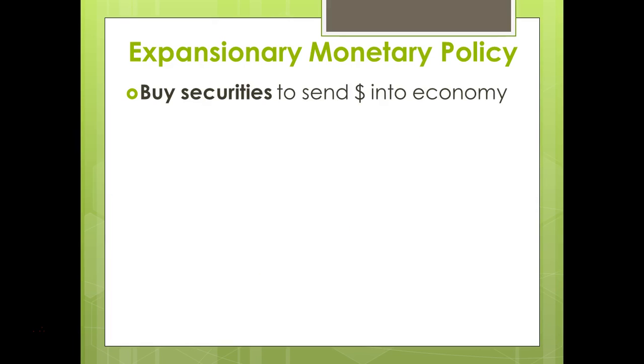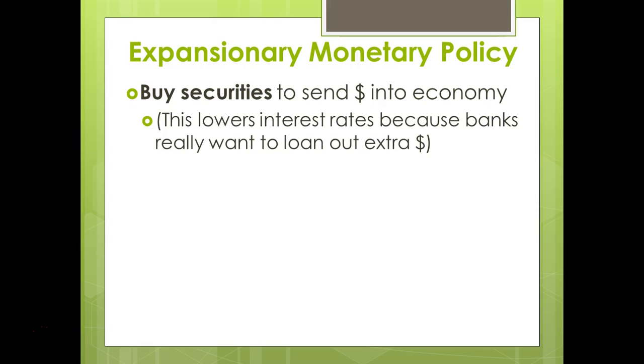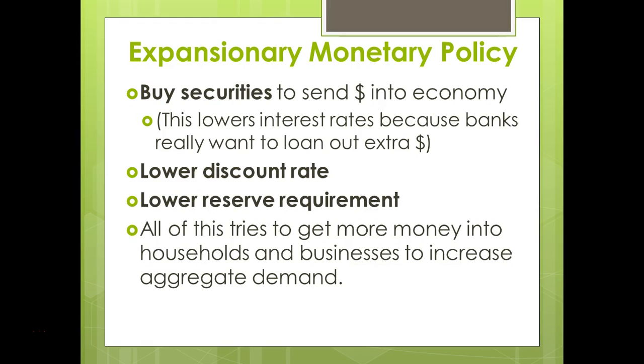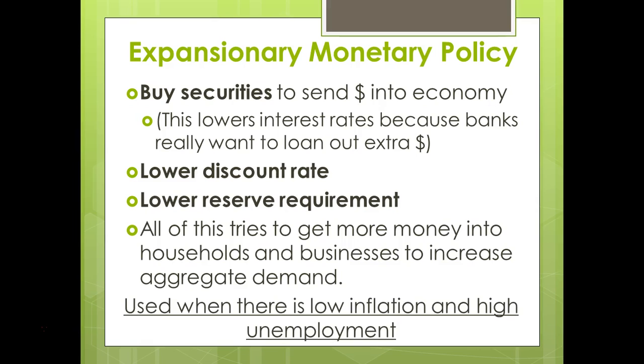So expansionary monetary policy, all the tools that could do expansionary is when they buy securities to send money into the economy, and this lowers interest rates because banks want to loan out that extra money they have. They could lower the discount rate, which would make it easier for banks to borrow money from the Federal Reserve and then lend it out to the public. Or they could lower reserve requirements, because then banks could loan out more of their money. All of this tries to get more money into households and businesses to increase aggregate demand.